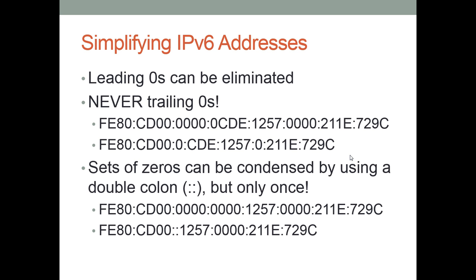Another thing that can be done is if you have sets of zeros, you can use a double colon to shorten them. So in this example, in the first address we have at the bottom, there are 2 sets of zeros that are right up against each other. So what they've done is they've taken out both those sets of zeros and placed a double colon there. That can be done, but it can only be done once. This is designed so that if you see a double colon, you can count the number of hextets and see how many are missing. Then you know in that spot there was X number of hextets that had zeros in them.